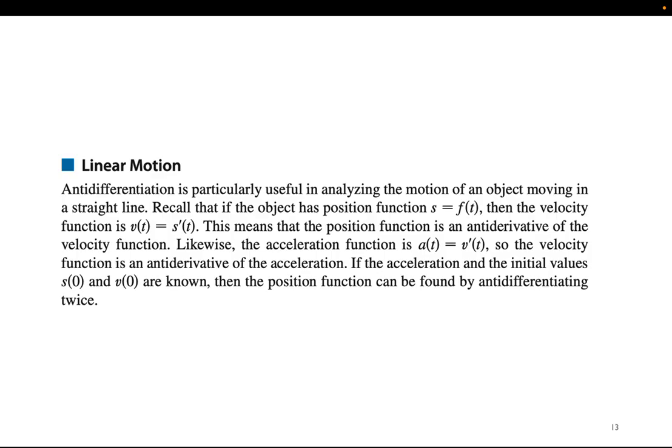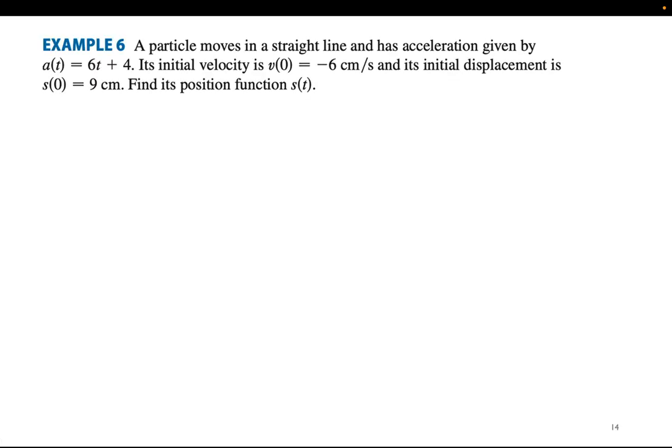This idea is useful whenever we analyze motion. Remember that if we have the position function, we can find velocity by differentiating. If I differentiate again, I get the acceleration. But what if I were to reverse that process? What if I only have the acceleration function and I want to find the velocity function? Or if I have the velocity function, I want to reverse that to find the position function. Reversing that is anti-differentiating. Let's see an example of this.